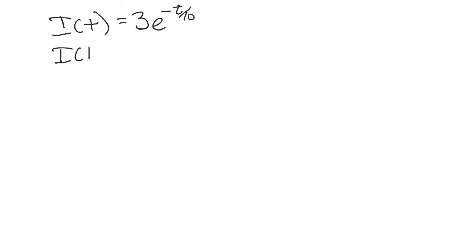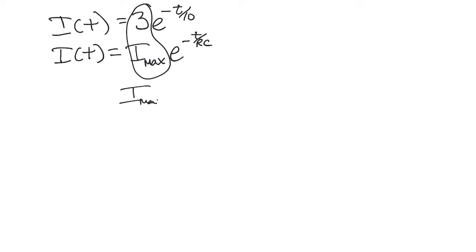So remember that the form of this is I of t is I max e to the negative t over RC. So that means that your I max is 3 amps, and that your time constant, tau, is 10 seconds.